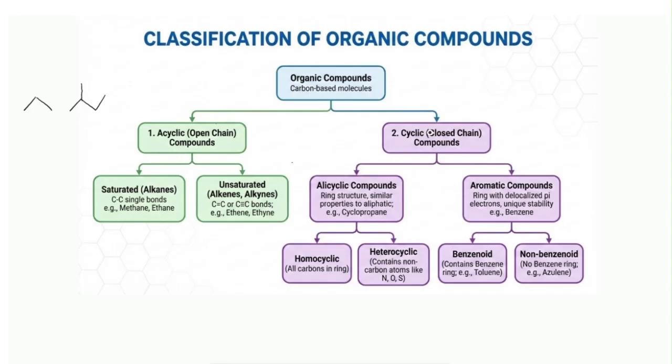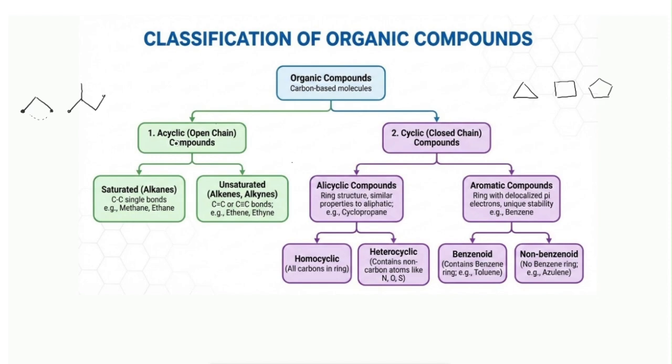But when it comes to cyclic, they are in a closed chain. That means a carbon will form a bond with the other carbon and they are in a closed format like this. A cyclopropane, cyclobutane, or even cyclopentane, and it goes on. So acyclic means open chain. You will have two terminal carbons like this, right? But here there is no terminal. They are in a ring form. So that's why these are called closed chain, right?